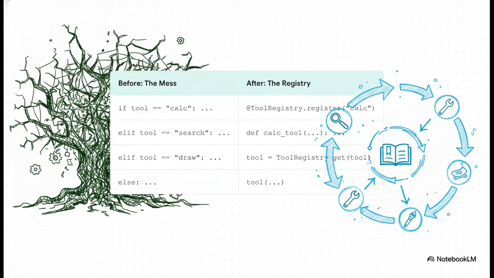And this slide just says it all, doesn't it? On the left, you've got that brittle, ever-growing if-elif mess. Every new tool means editing that block. But on the right, that's the declarative way. A developer just writes their tool function, slaps the @toolregistry.register decorator on it, and they're done. The core selection logic shrinks to a single, beautiful line, a dictionary lookup. ToolRegistry.get(tool_name). It is clean, it's dynamic, and it's totally decoupled.